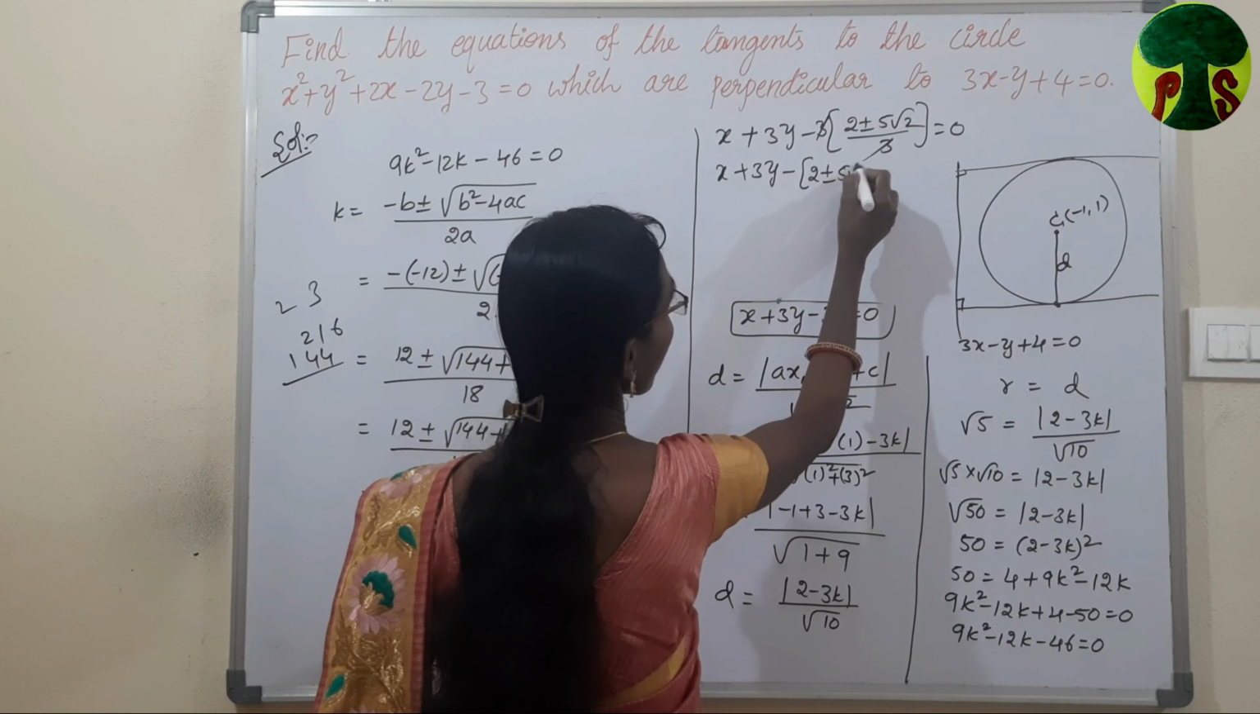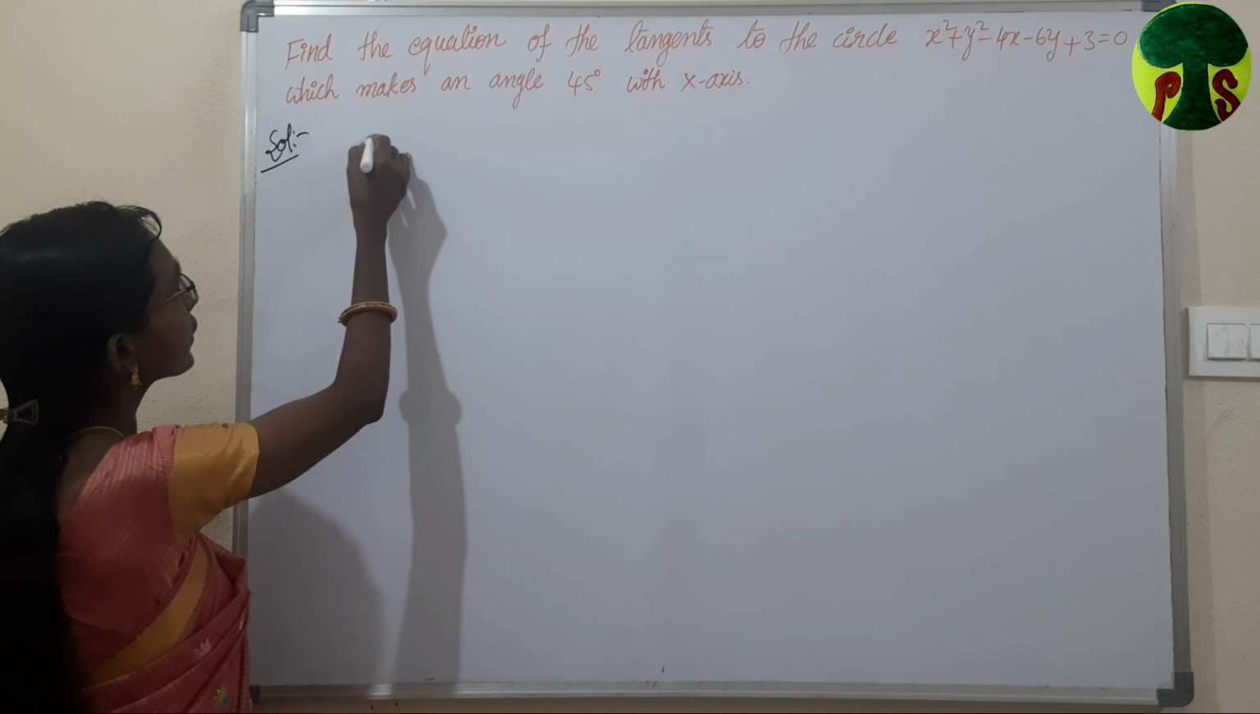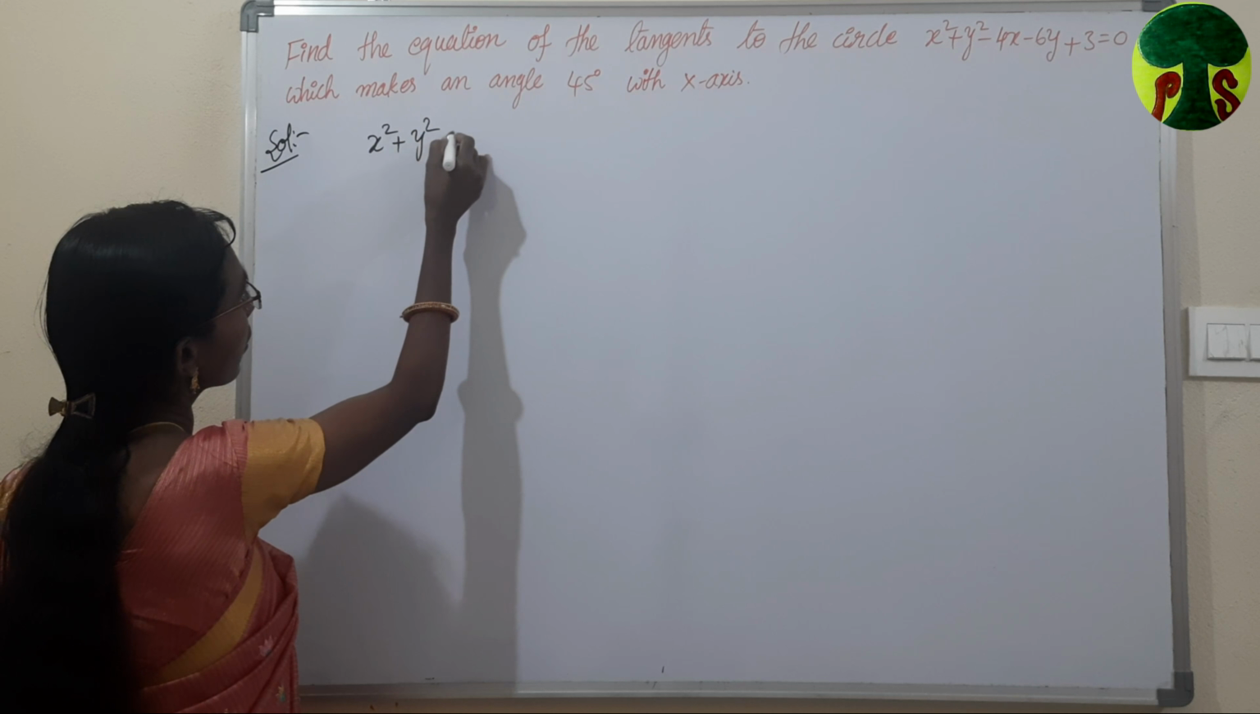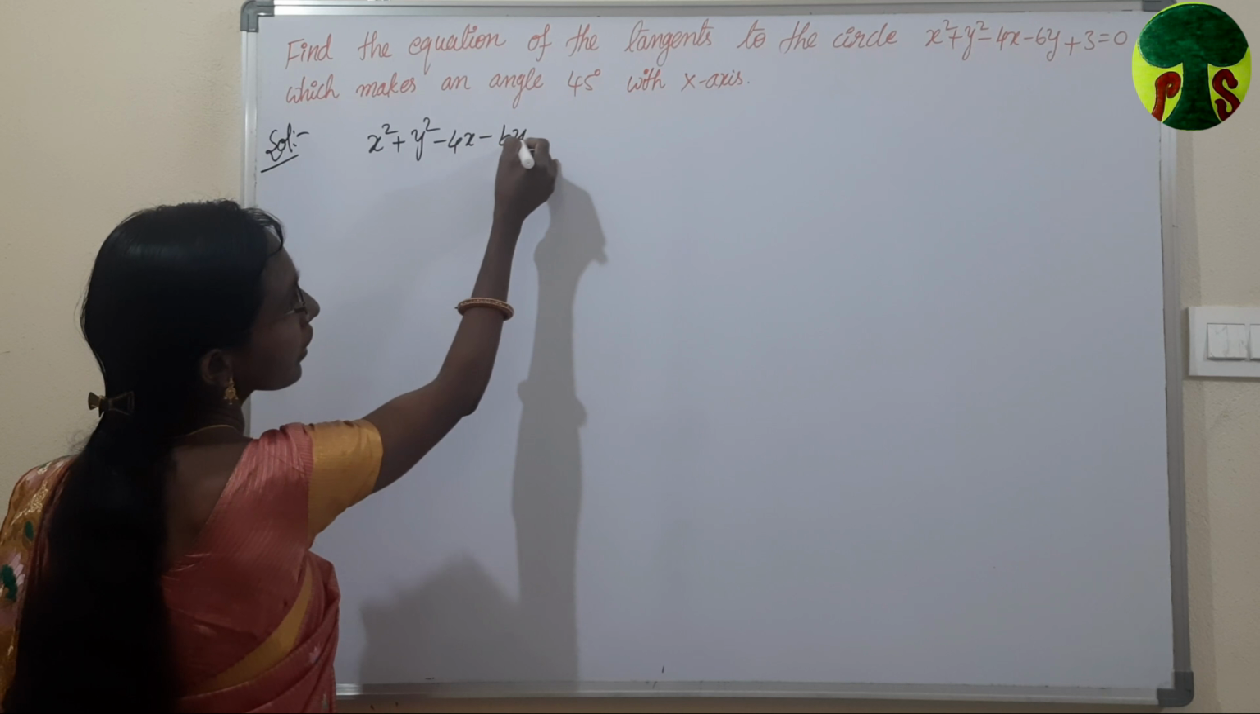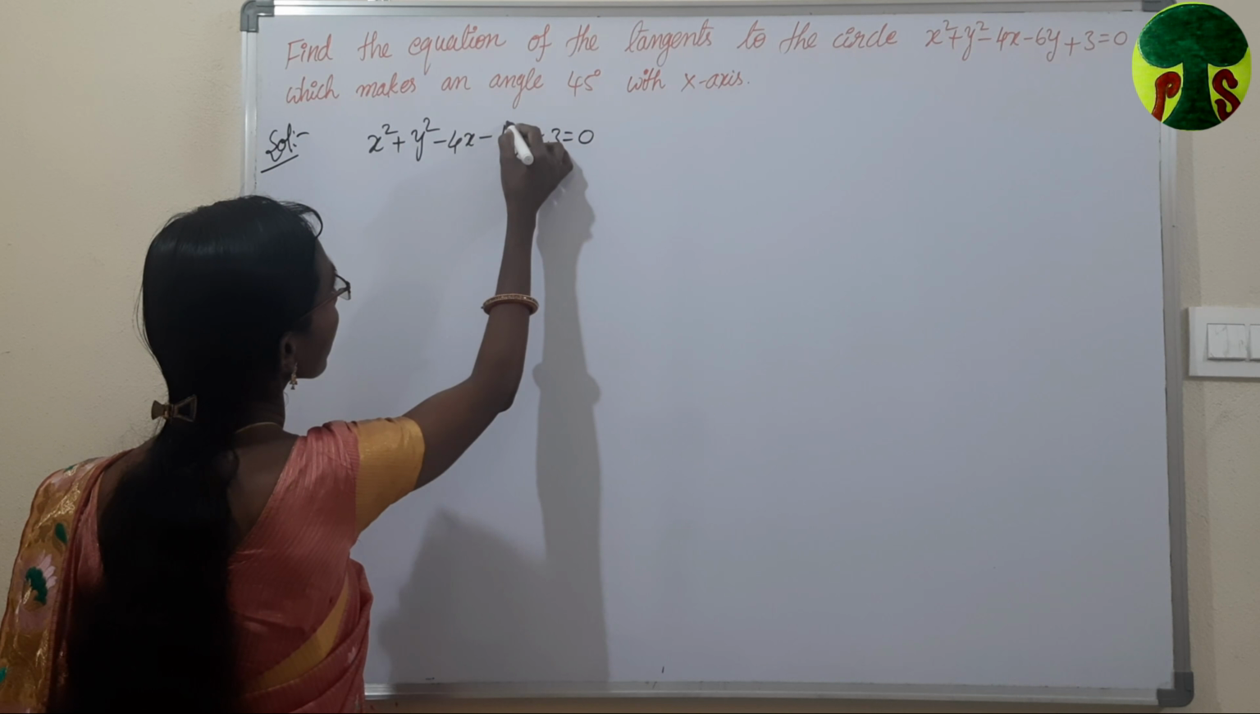Find the equation of the tangents to a circle x square plus y square minus 4x minus 6y plus 3 is equal to 0, which makes an angle 45 degrees with x-axis. Solution. Equation of the circle is x square plus y square minus 4x minus 6y plus 3 is equal to 0. We have to find the equation of the tangents to this circle. And what is given is that the tangents make an angle 45 degrees with x-axis.